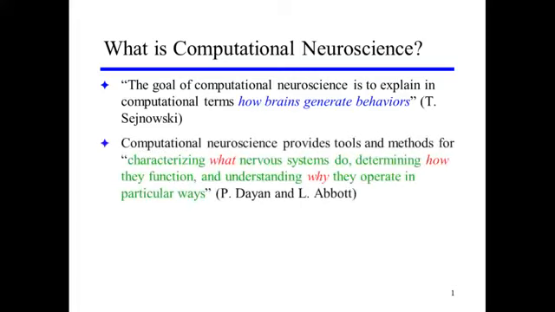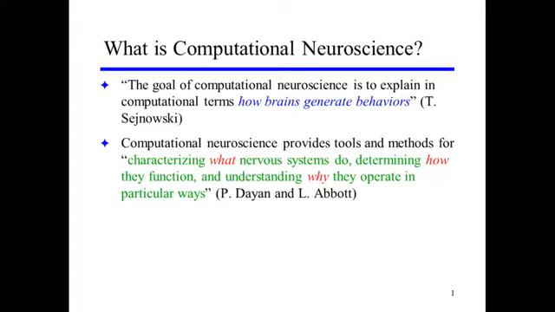This leads us to a definition proposed by Peter Dayan and Larry Abbott. According to them, computational neuroscience is the field that provides us with the tools and methods for doing three different things. One is characterizing what nervous systems do. The second is determining how they function. And finally, the third is understanding why they operate in particular ways.